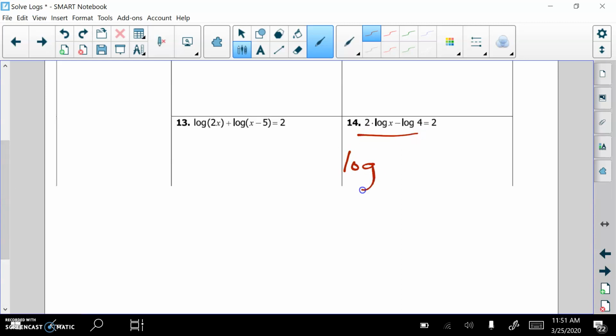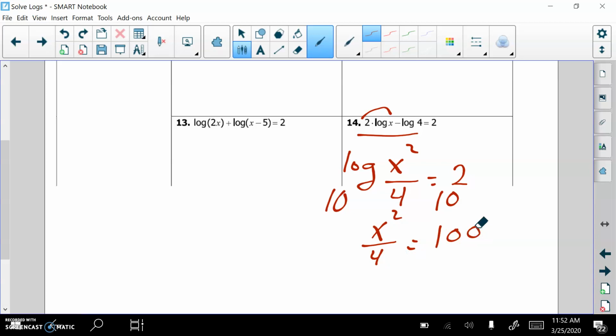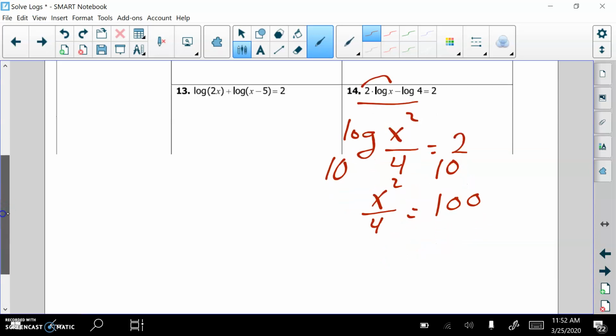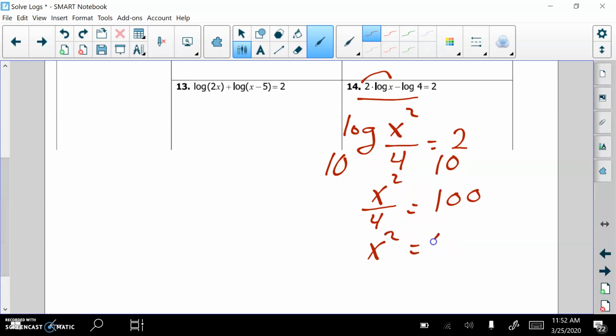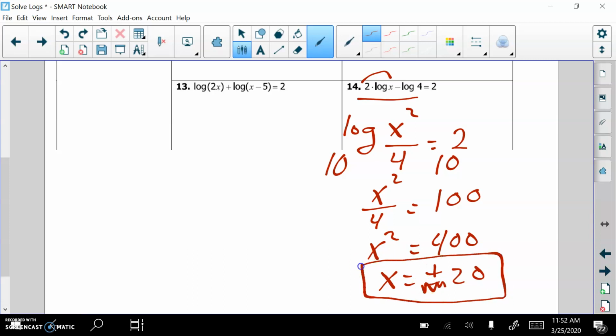Condense: log of x squared divided by 4 equals 2. Yes? Yes. All right. 10 to the 2: x squared over 4 equals 100. Even though this is quadratic, since there's no middle term, we can just say that x squared equals 400. So x equals plus or minus 20. And more than likely, yes, the negative 20 would not work. So it's just x equals 20 because of the square root.